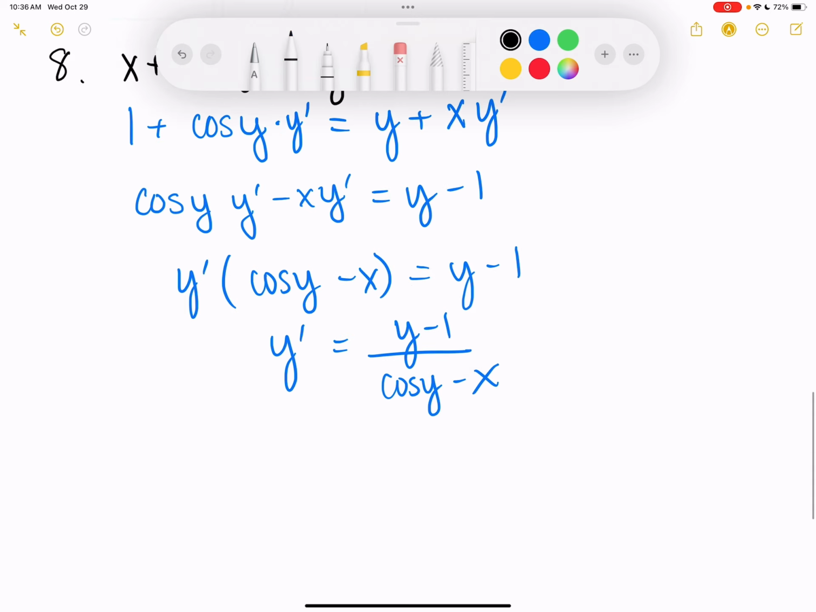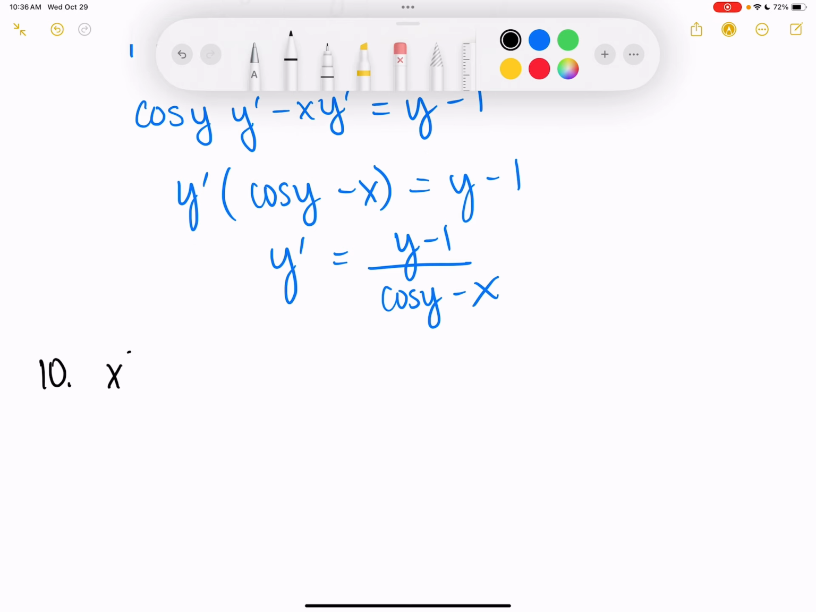So 10: x squared plus y squared equals 9, and the point is 0, 3. So what would the derivative of this be? 2x plus 2y. Are we still doing the y prime? Yeah. Okay. 2y y prime, and then that's it. Yeah, and it would be equal to 0.